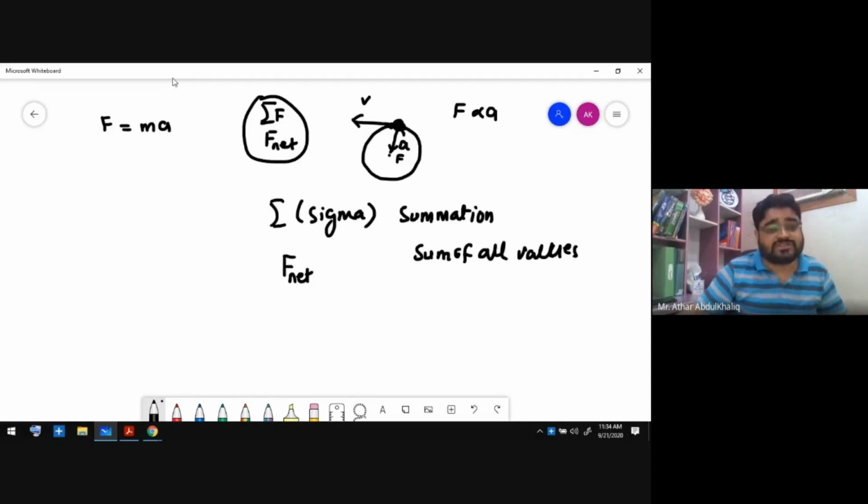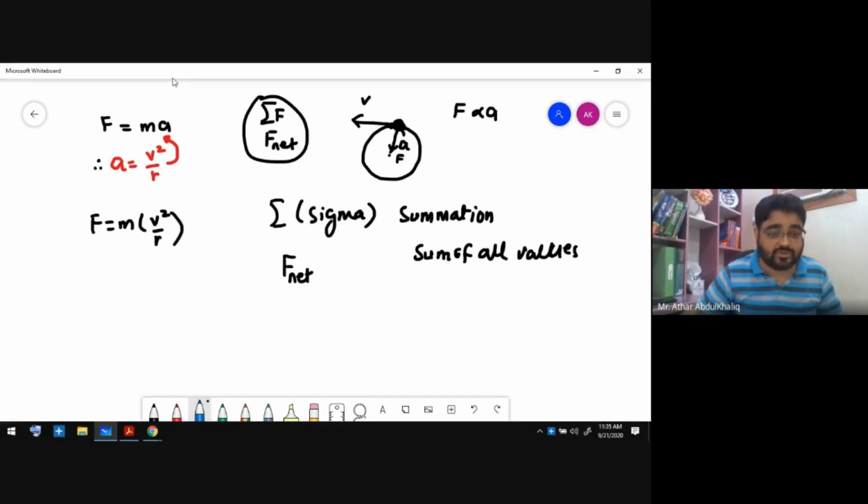Okay, this is Newton's second law: F is equal to ma. But we know that according to circular motion, what is the value of a? a is equal to v square over r. When I replace this value of a in this expression, I will find the force F is equal to m into v square over r. So this force, F is equal to mv square over r, is called centripetal force.